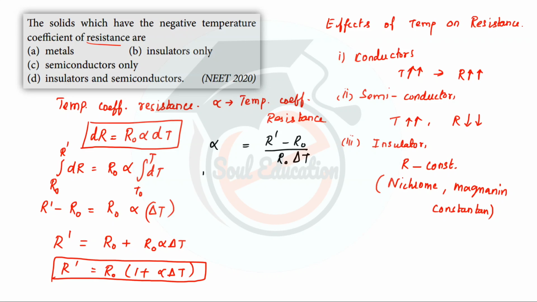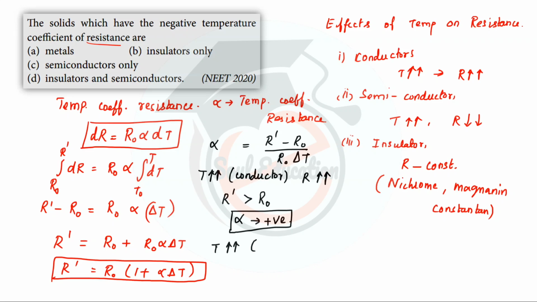So for a conductor, if I increase the temperature, my resistance also increases. In this case my final resistance R dash is greater than R naught, so alpha will be positive. So for a conductor, alpha will be positive. Now for semiconductors, if the temperature increases, my R decreases, so R dash is less than R naught, meaning the alpha value will be negative.